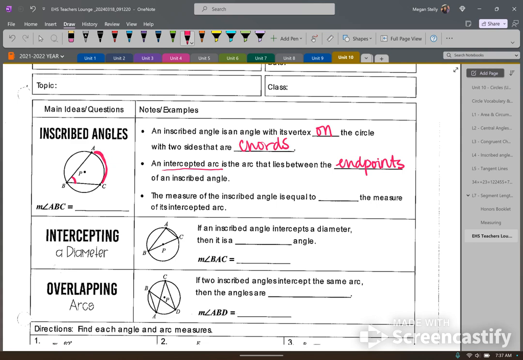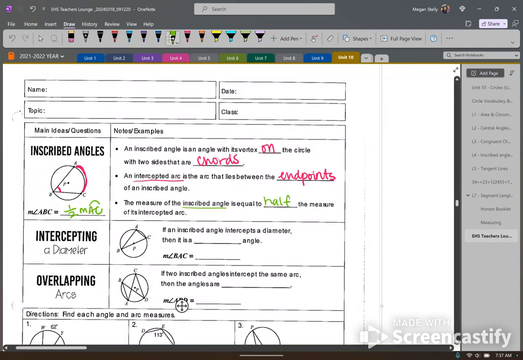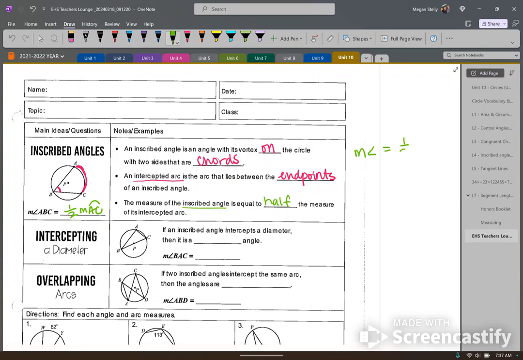So for central angles, the measure of the central angles were equal. This time, these angles are not equal, but rather the measure of the angle is half the measure of the arc. So the measure of the angle is half the measure of arc AC. So if you want to jot this down, the way that I like to think about it is the measure of the angle is half the measure of the arc. And we can flip it, right? We can go backwards with it, and we can say that the measure of the arc is double the measure of the angle. So these are two ways that we can think about our inscribed angles here.